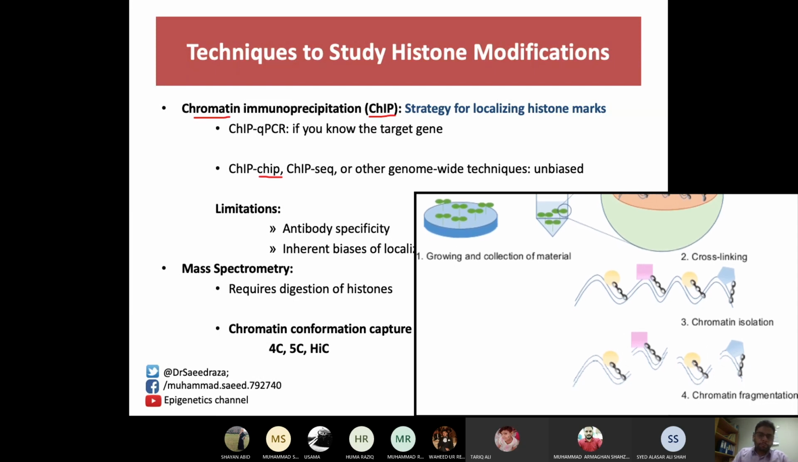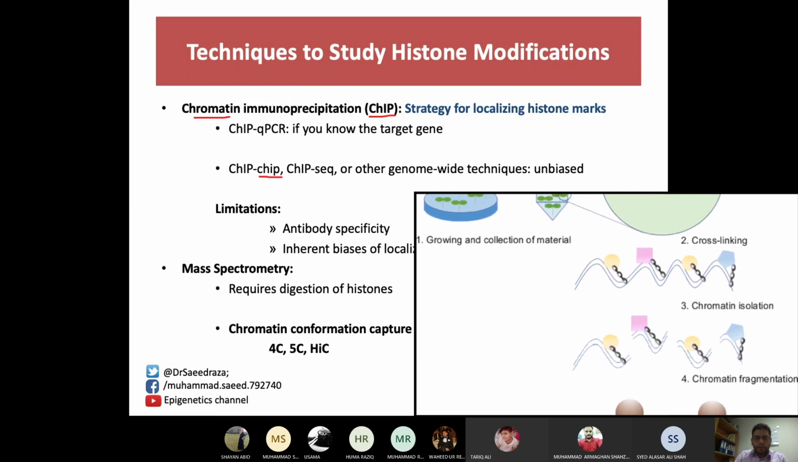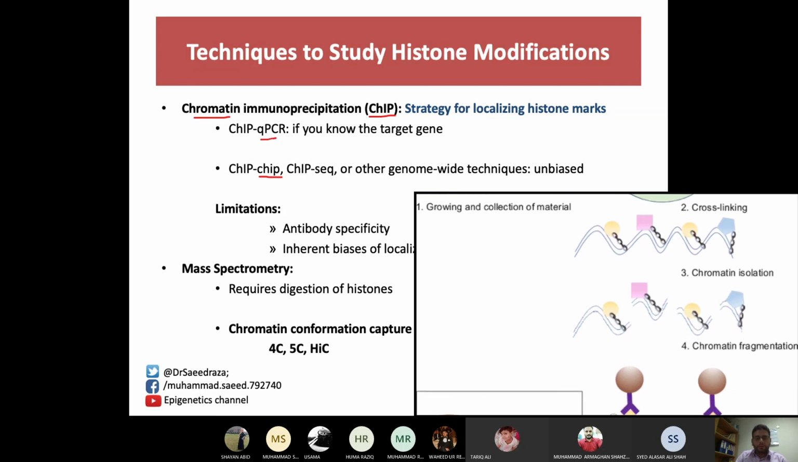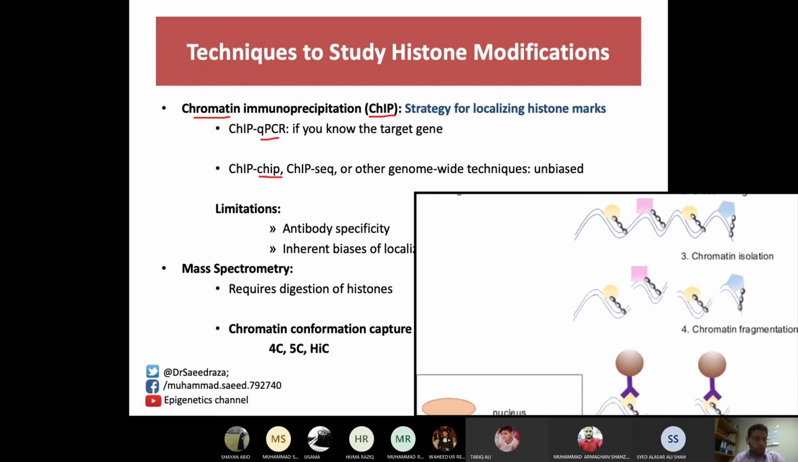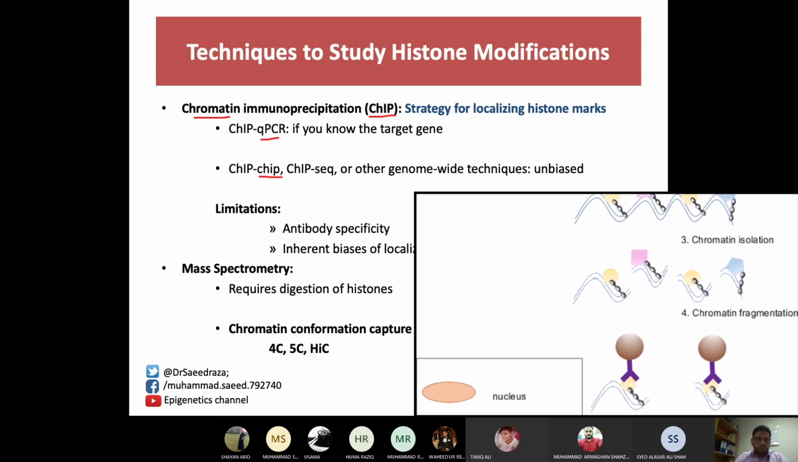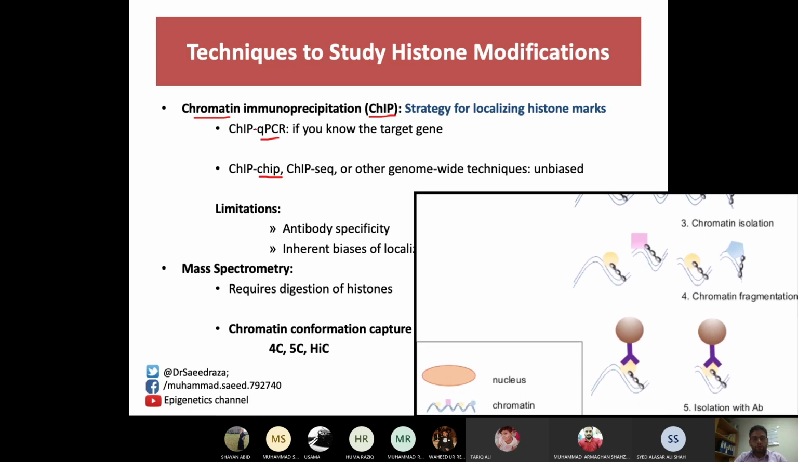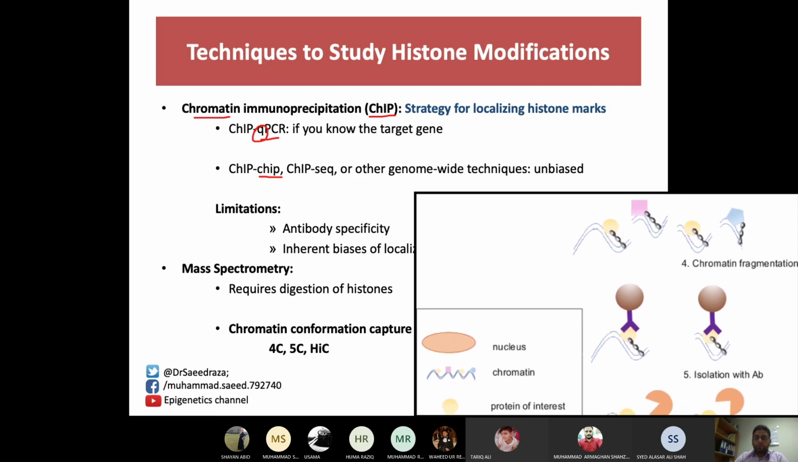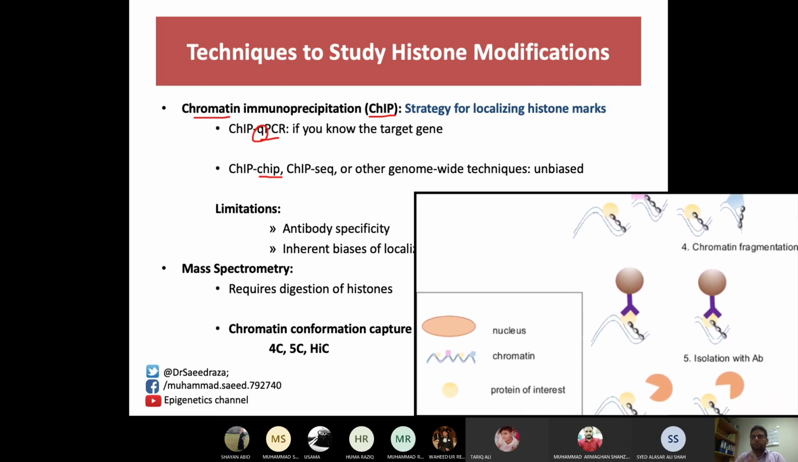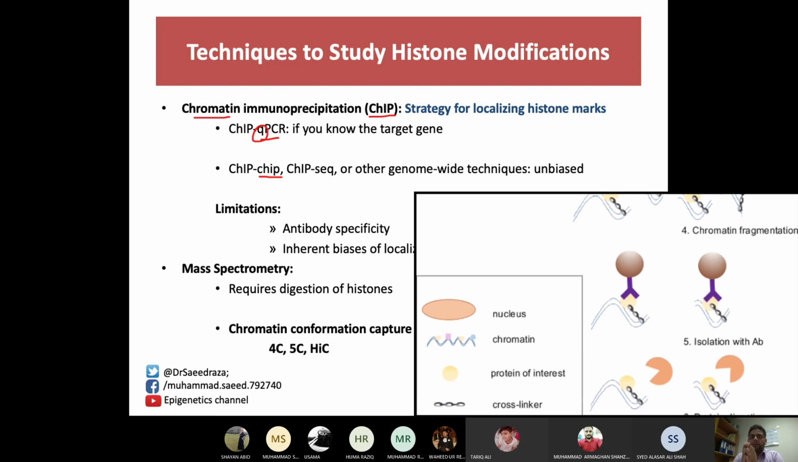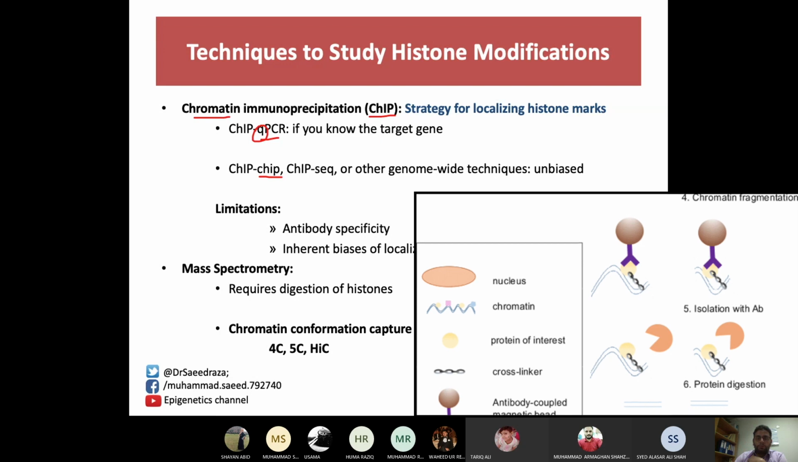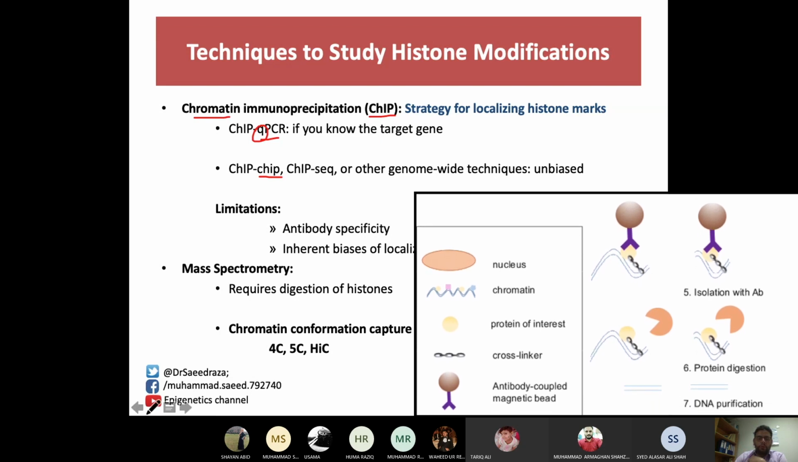So you could do the ChIP technique, and after doing this ChIP technique, you could couple it with another technique, maybe a simple PCR, or if you are more interested in quantifying, you could use qPCR. So this is ChIP qPCR. If you know the target gene, you can select that target gene and amplify it through this PCR mixture. And we know what PCR does.